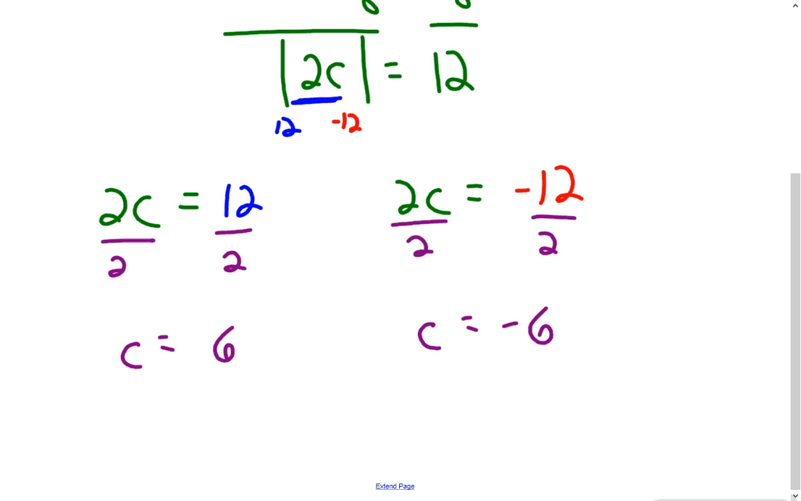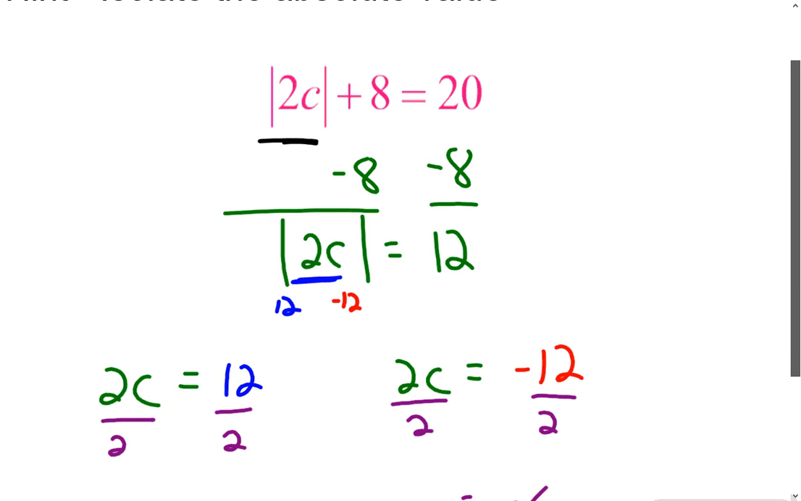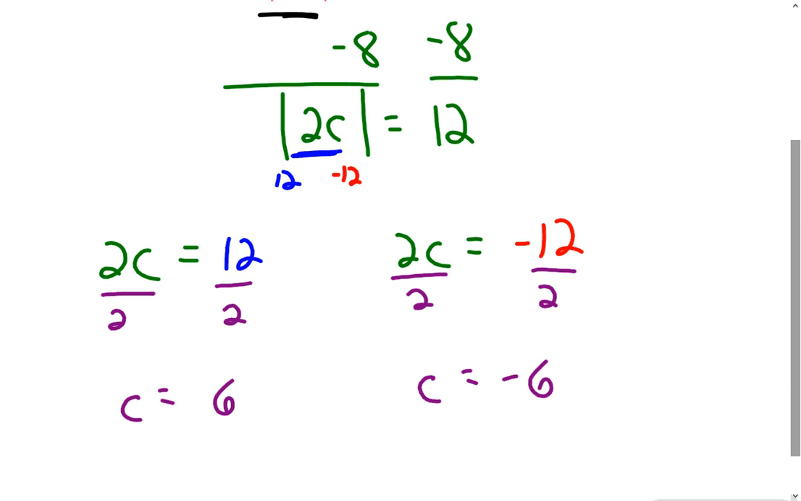Again, if we go back to that original equation, if c is 6, 2 times 6 is 12, absolute value of 12 is 12, plus 8 is 20. If I put a -6 in there, 2 times -6 is -12. Absolute value of that is +12 again, and 12 plus 8 is 20. It checks. So I have my two solutions.